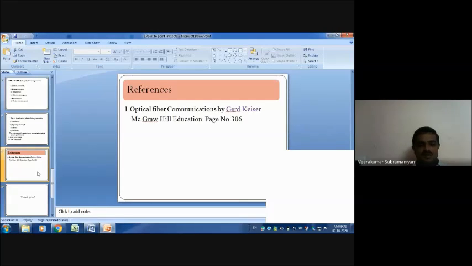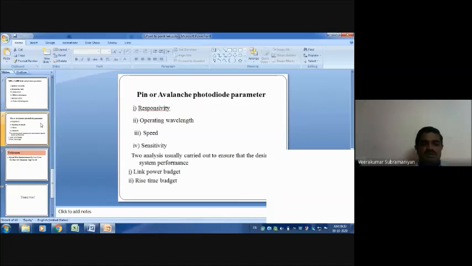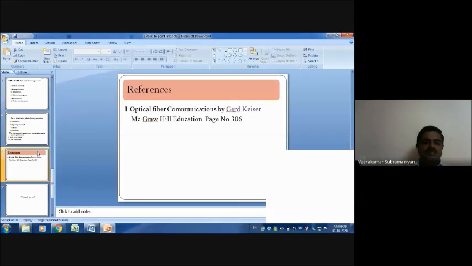Then especially our fiber optical communication system produces some negligible amount of losses. Those losses are also analyzed by using two major techniques, called link power budget analysis, and another one is, sorry, rise time budget analysis. Those two major techniques are to be considered.